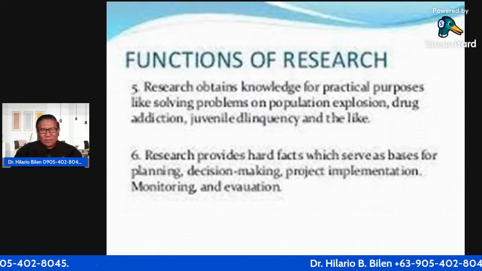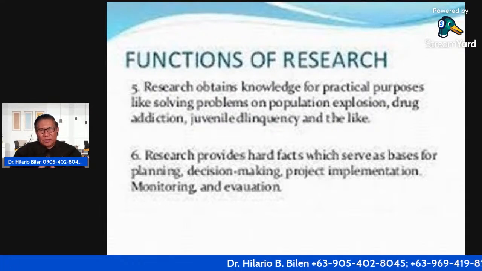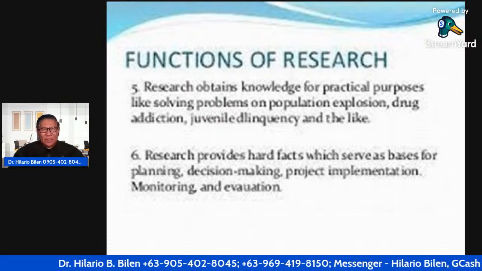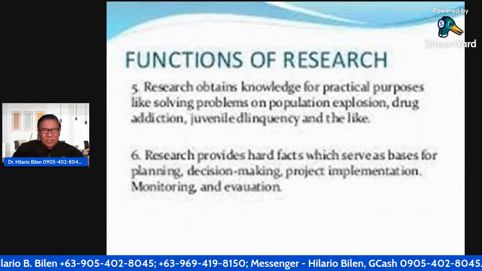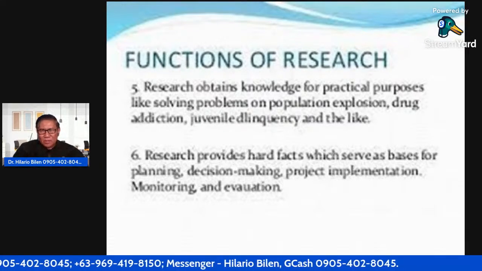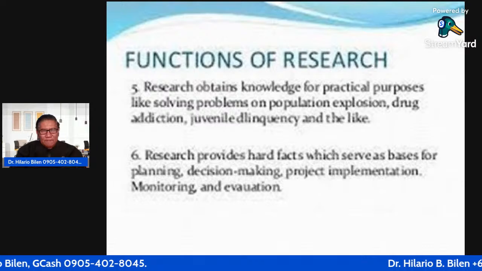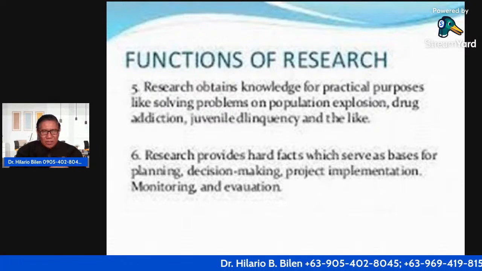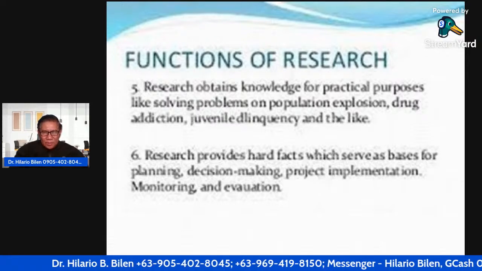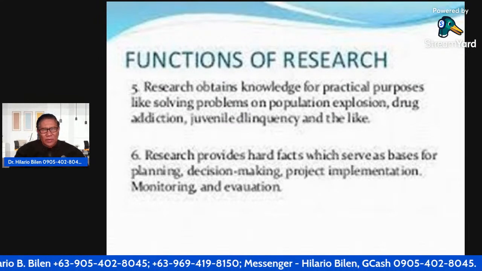Okay? So through research, we obtain knowledge. And lastly, research provides hard facts, which serve as the basis for planning, decision making, project implementation, monitoring, and evaluation. Okay? So, praise God.